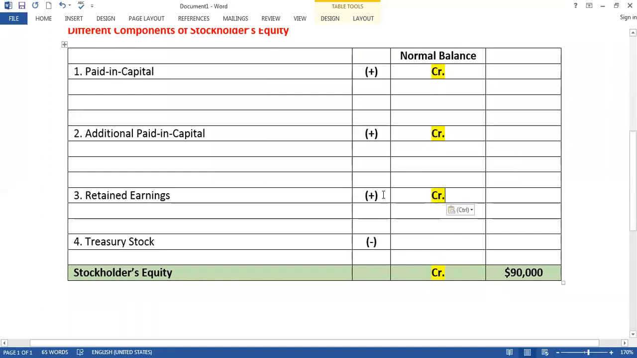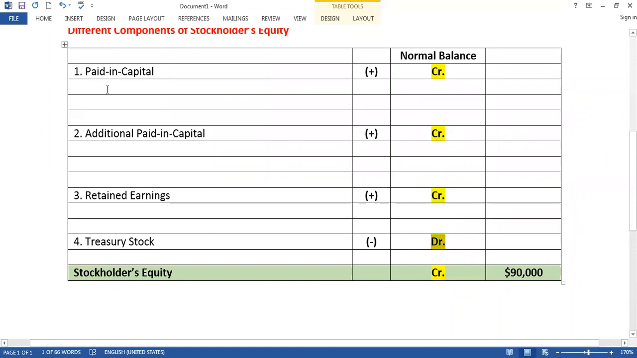So we find that they are credit. Why are they credit? Because they have positive relationship. But what about treasury stock? The relationship is minus. It should be debit, yes. So this is a very, very important accounting concept. Debit plus, credit plus. But when they come debit and credit, they have negative relationship. So you understand that stockholders' equity credit, paid in capital credit, additional paid in capital credit, retained earnings credit, treasury stock debit, right?